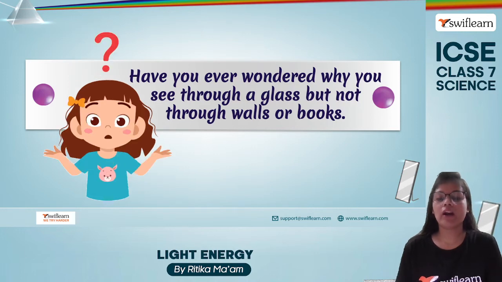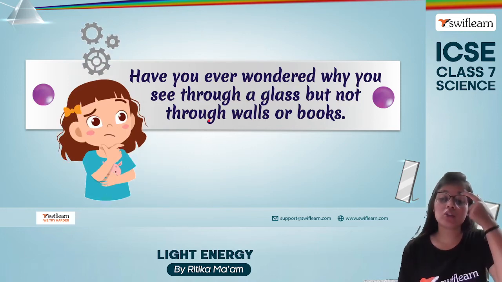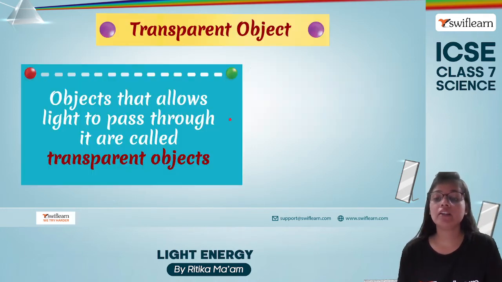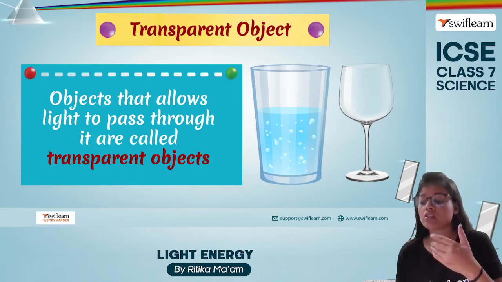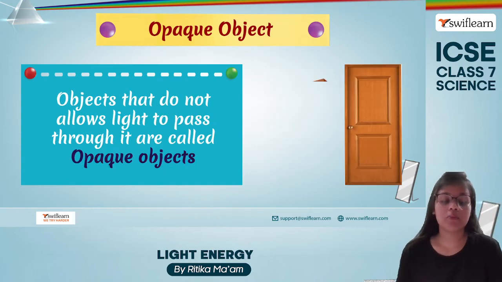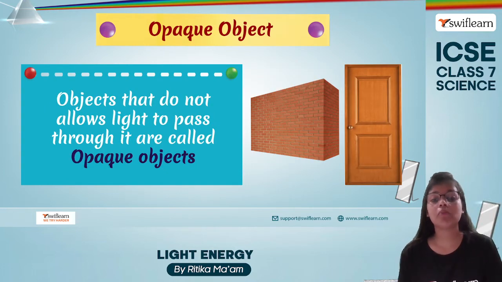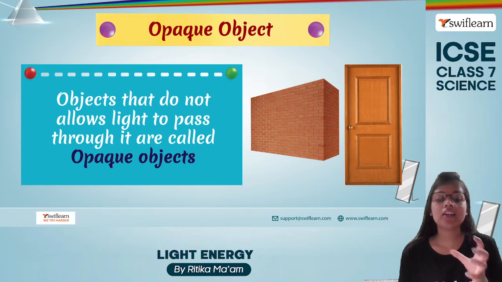Now, have you ever wondered why you see through glass but not through walls or books? Transparent objects and opaque objects. The objects which allow light to pass through them are known as transparent objects, and we are able to see very clearly through these objects. On the contrary, opaque objects do not allow light to pass through them. They block the way of light, and hence we are not able to see through them.